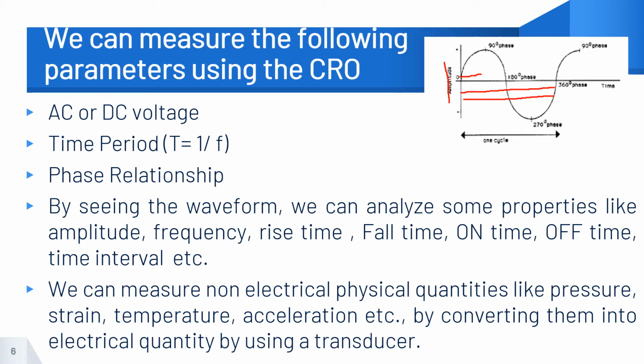This is on time, from this point to this point. This is off time, 180 to 360 degrees. On time plus off time is equal to the time period. We can also measure non-electrical physical quantities like pressure, strain, temperature, acceleration, etc., by converting them into an electrical quantity using a transducer. So we can measure all these parameters.